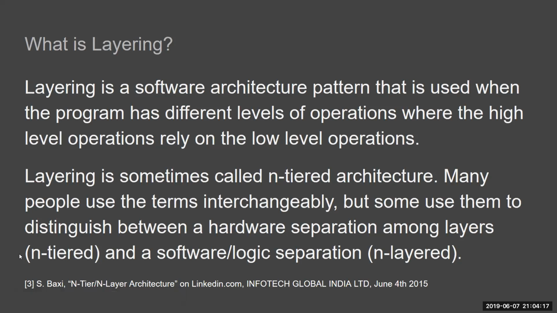Layering is a software architecture pattern that is used when the program has different levels of operations, where the high-level operations rely on the low-level operations. Layering is sometimes called n-tiered architecture. Many people use the terms interchangeably, but some use them to distinguish between a hardware separation among layers, as in n-tiered architecture, and a software or logic separation, as in n-layered architecture.